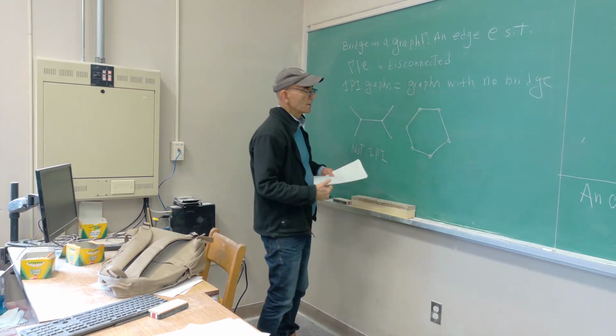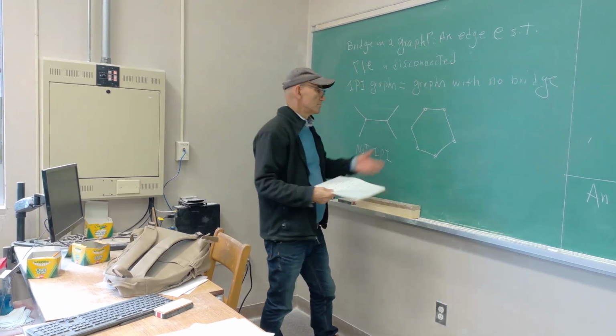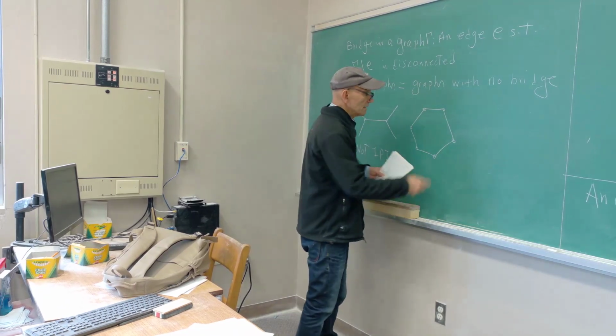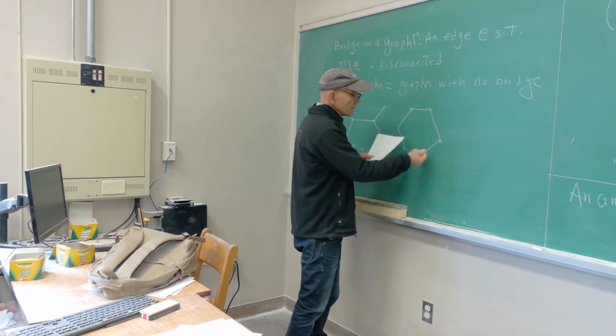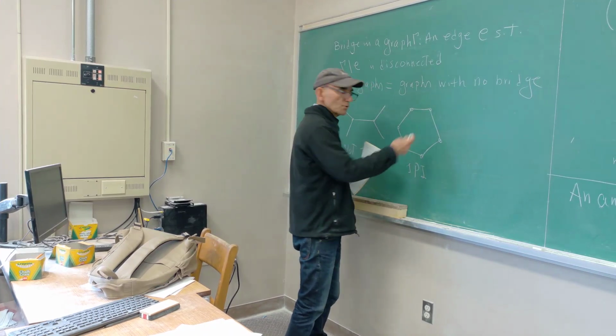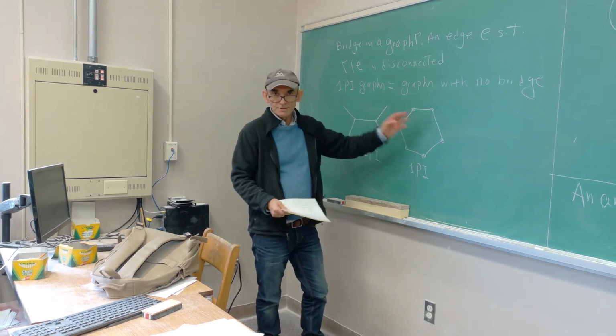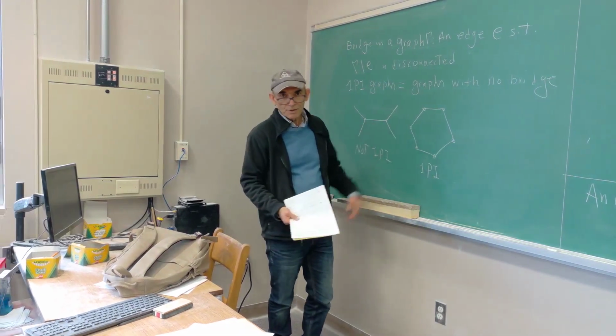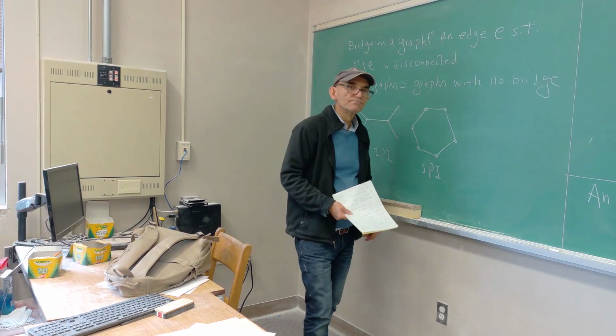It's a two-valent connected graph. It is one PI. It has no bridges. If you cut any of these edges, it still is connected. You cannot disconnect by cutting.